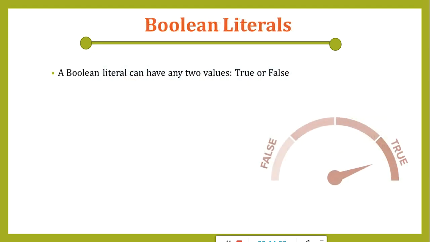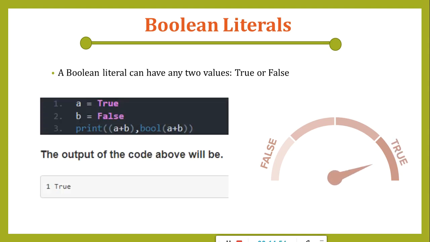Now coming forward toward the next literal, that is a Boolean literal. Everyone knows that the Boolean has two values, true or false, positive or negative, yes or no, 0 and 1, right? So these are the values of the Boolean. Here the Boolean literal has two values, either true or false. So if we say A is equal to true and B is equal to false, and we try to print A plus B, A stands for true, B stands for false.